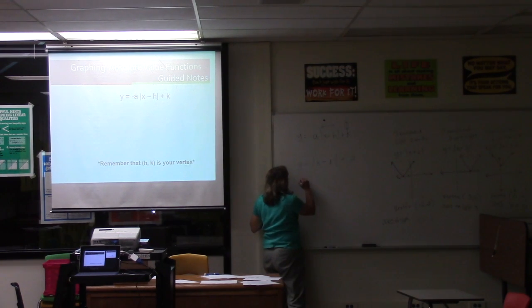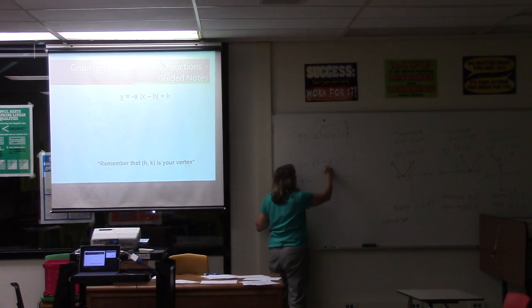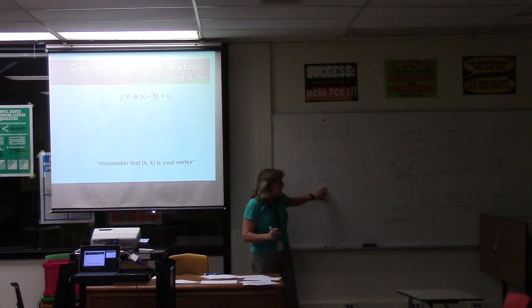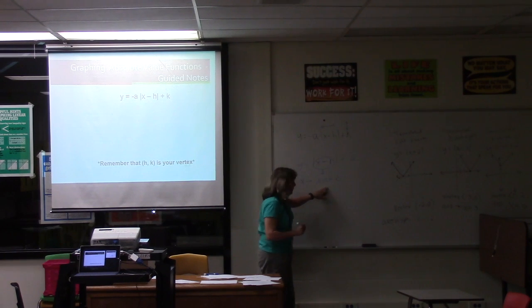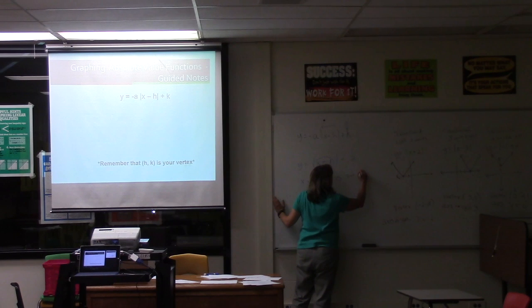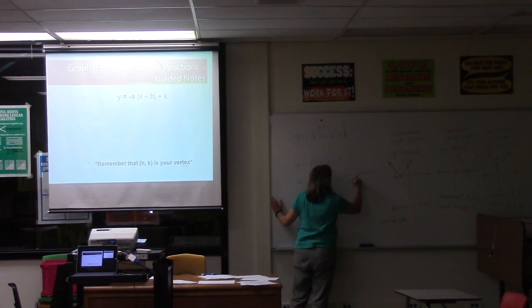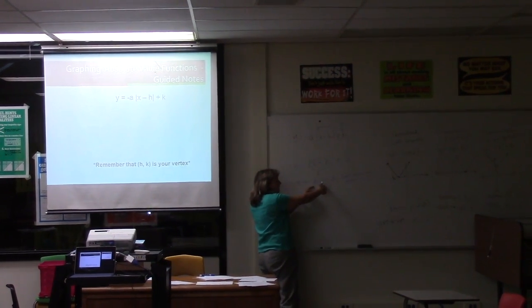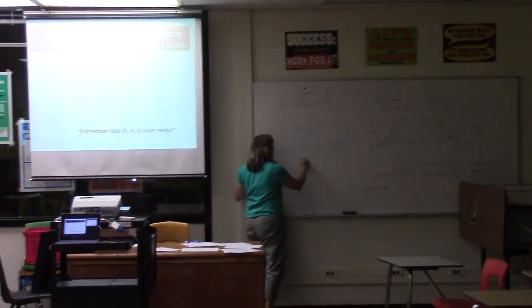So to find my x value, I'm going to take this part right here, just this part, and set it equal to 0. So I'm going to take what's in the absolute value, set it equal to 0, and solve for x.